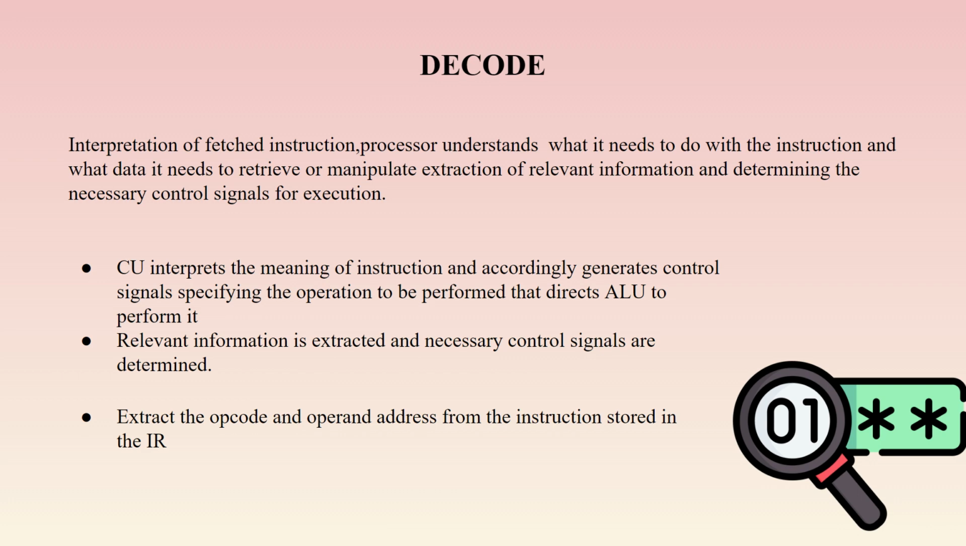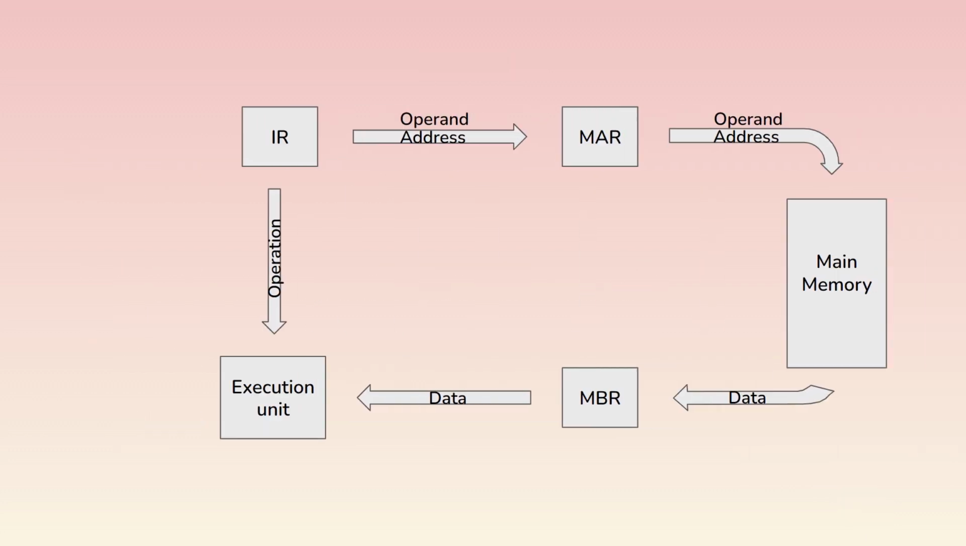Now we will learn how the decode actually works. First of all, the control unit interprets the meaning of the instruction and accordingly generates control signals specifying the operation to be performed that directs the ALU, that is the arithmetic logic unit, to perform it. Now the opcode and operand address stored in the instruction register are extracted and necessary control signals are determined for further stages. You can see the basic working of decode in the following flow diagram.